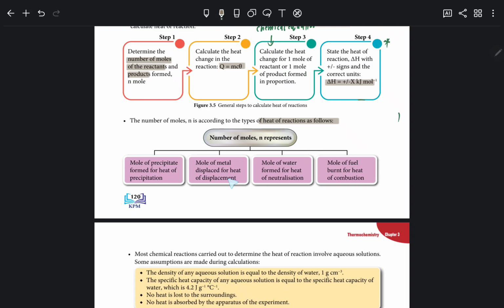Faham tak? Same goes for the displacement. Okay, the number of mole you find tu for the metal displaced. Faham? Maksudnya which metal was displaced, that is the number of mole. Faham tak? And then mole of water. Okay, neutralization special tau. You kira number of mole, what you get is the number of mole water formed. Okay, it's not something about acid or alkali. And the last one is fuel burn lah.